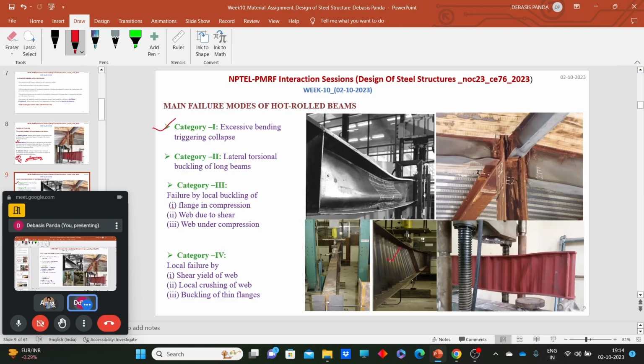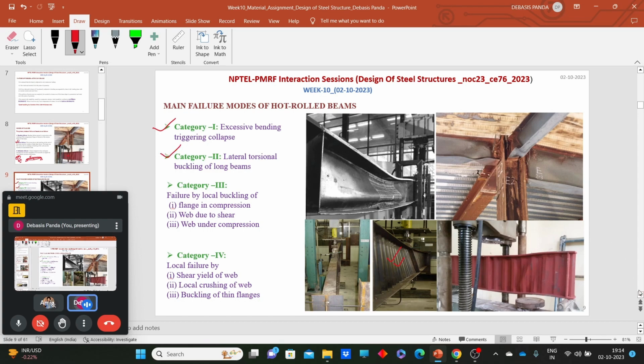Here you can see the lateral torsional buckling for a long beam. So how can we avoid this kind of lateral torsional buckling? We need to specify some lateral restraints and take some more precautions, which we will discuss on the subsequent slides. So the overall failure can occur as overall bending or lateral torsional buckling. Two things.